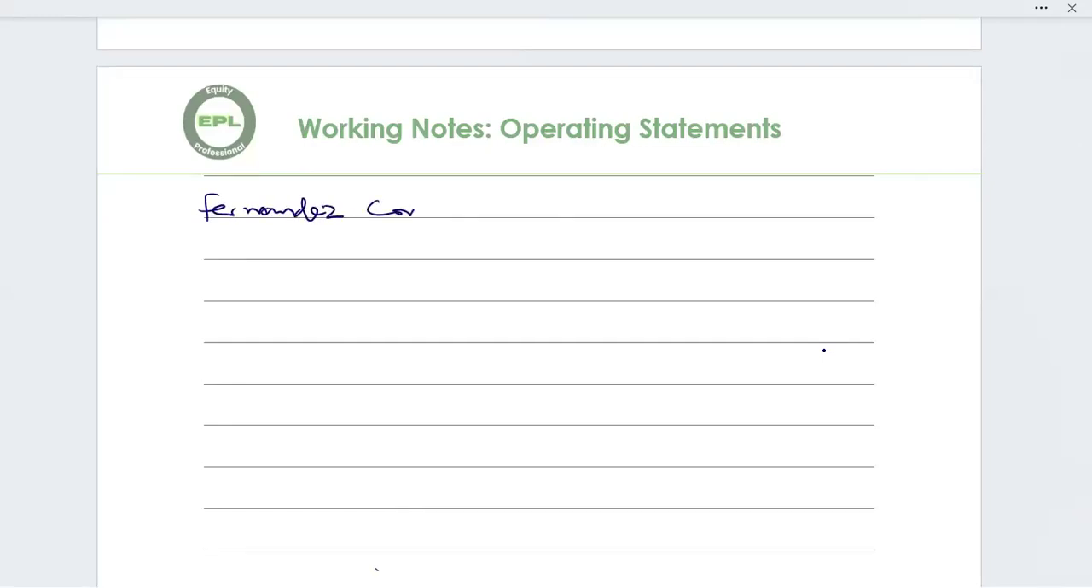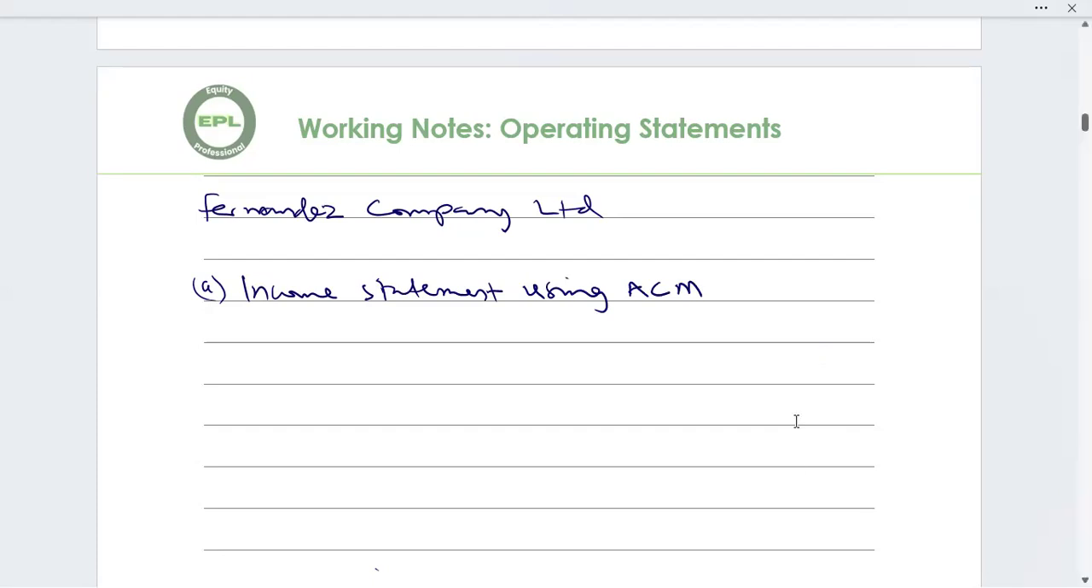Fernandez Company Limited. Number A, income statements using the absorption costing method. Please remember what I told you last week.